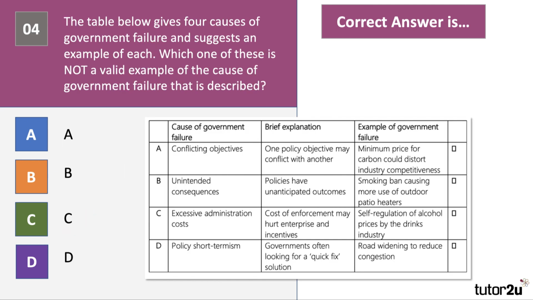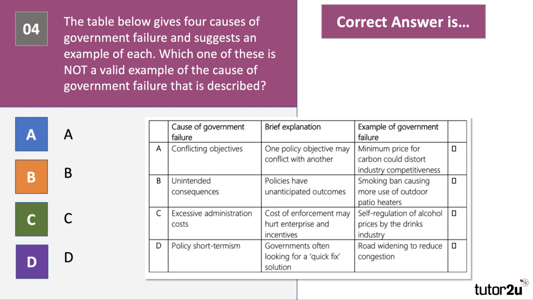Question 4, like this question, a lot to look at here. The table down the right hand side there shows 4 causes of government failure and suggests an example of each. Now this question is a little trickier. Which one of these is not, repeat, not a valid example of a cause of government failure that is described? So you have a cause, a brief explanation and an example. Can you find the odd one out in this one? Great chance please to press the pause button and have a go at question number 4.